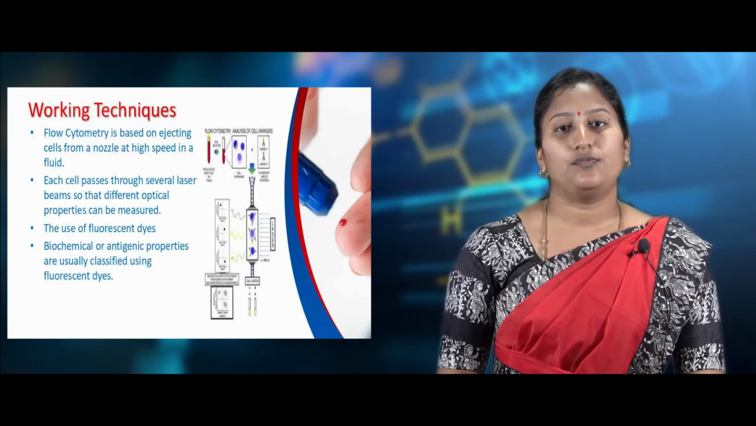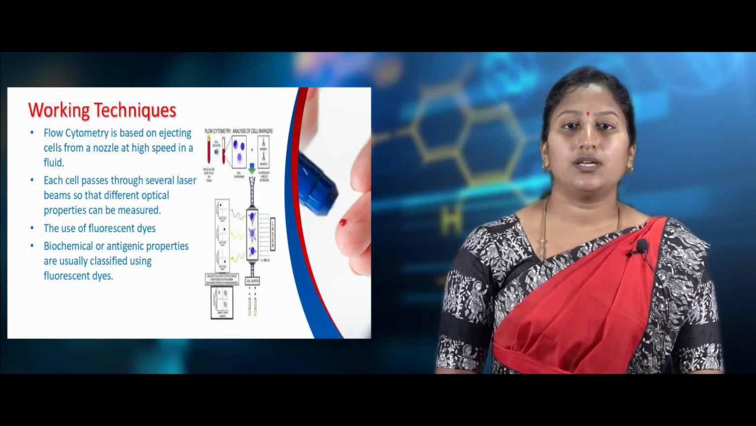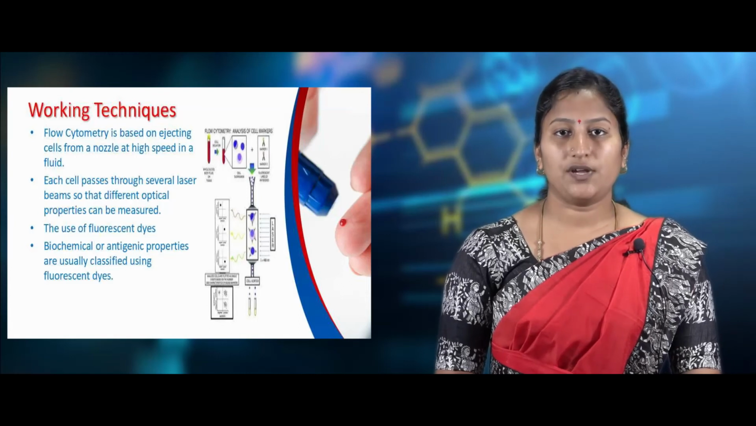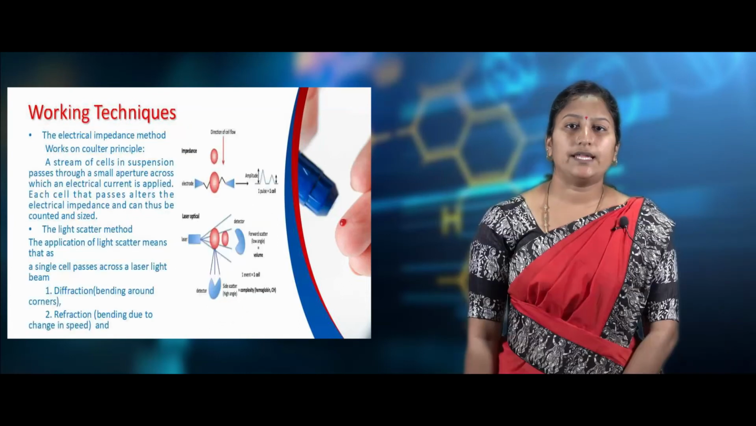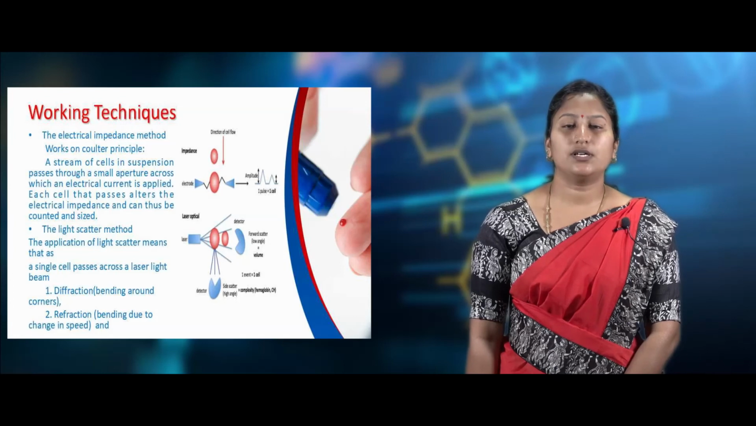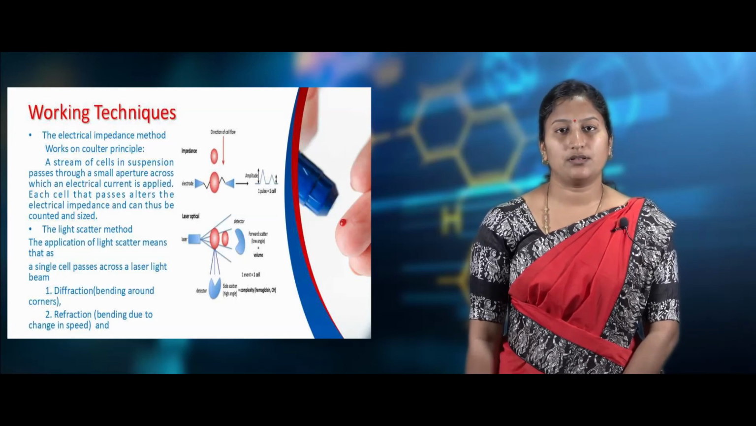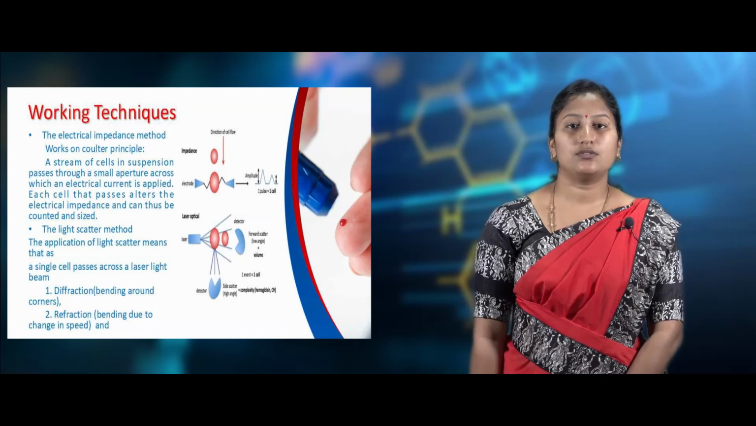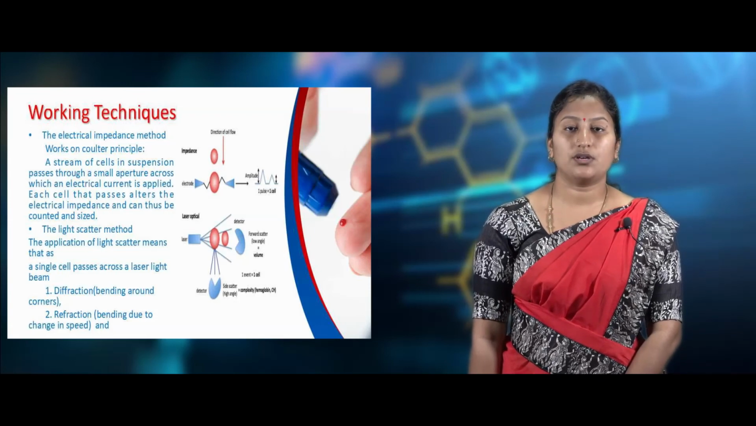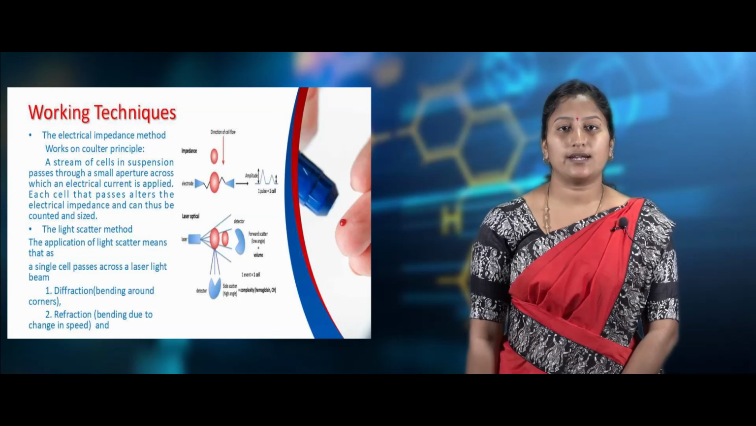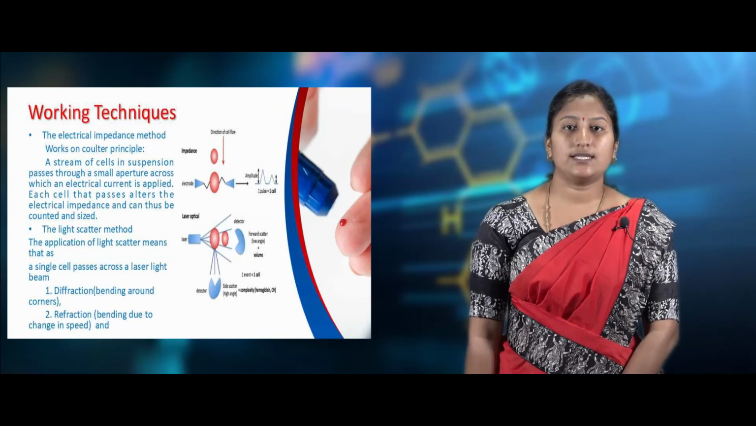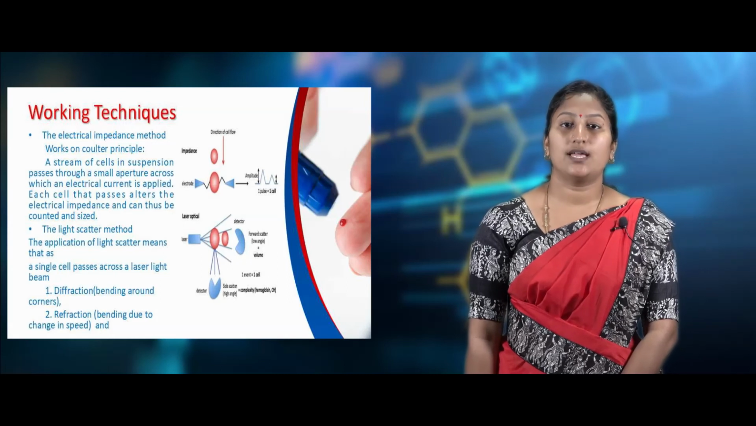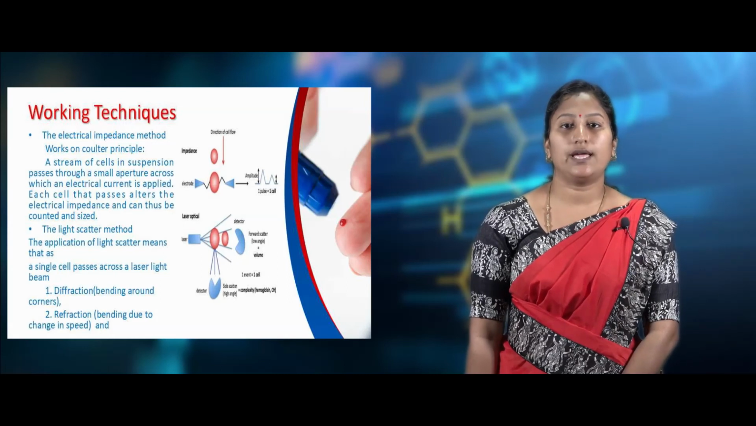The use of fluorescent dyes: biochemical and antigenic properties are usually classified using fluorescent dyes. The electrical impedance method works based on Coulter's principle. A stream of cells in suspension passes through a small aperture across which an electric current is applied. Each cell that passes through alters the electrical impedance and thus can be counted and sized.